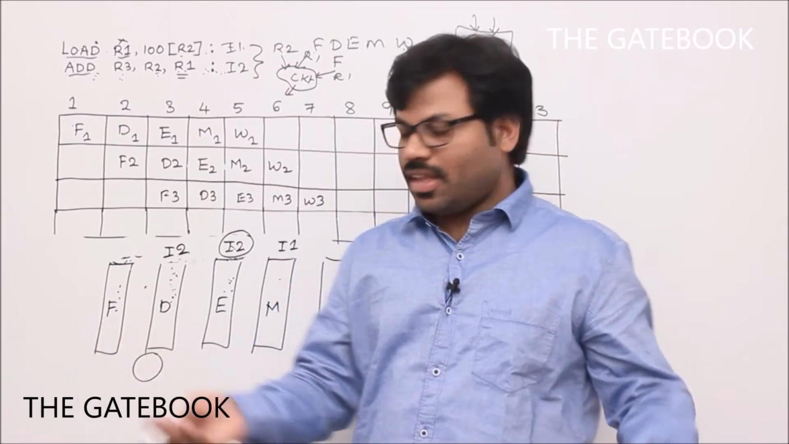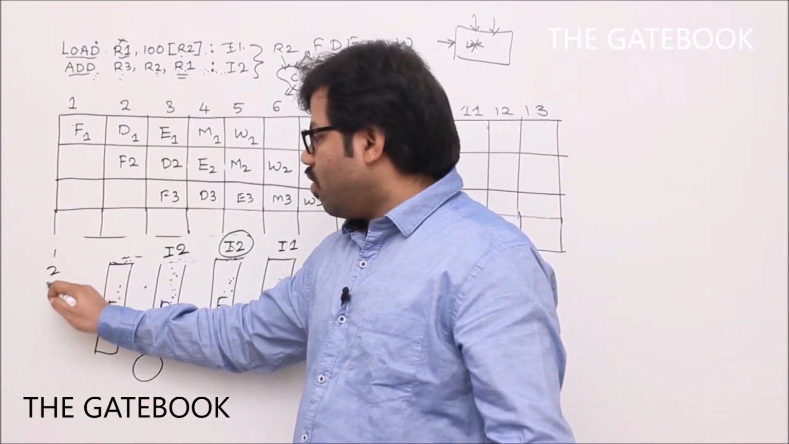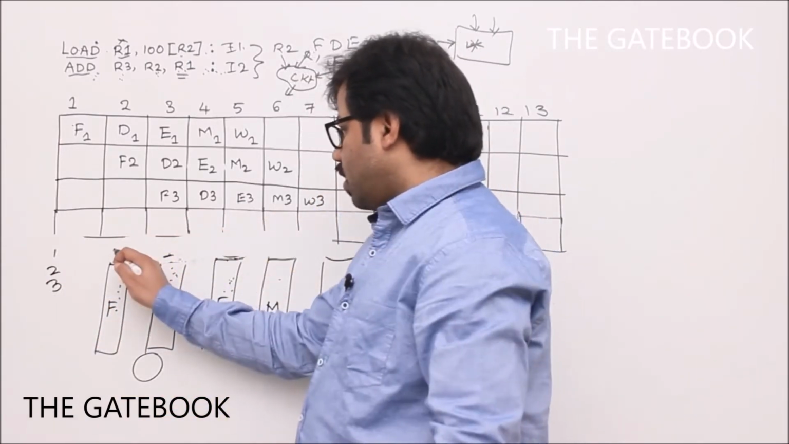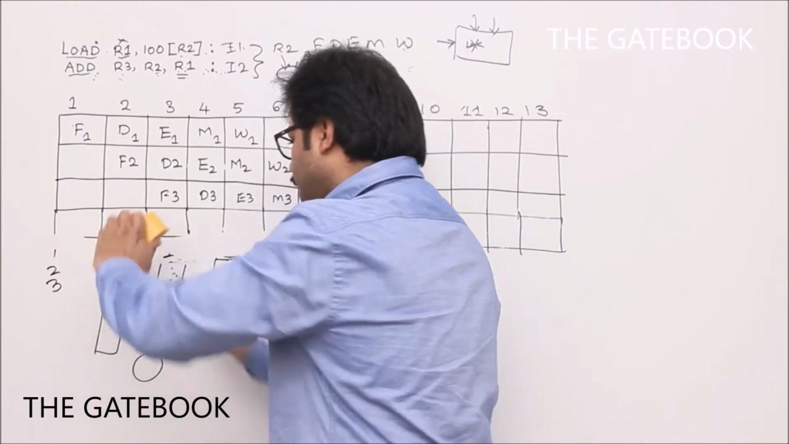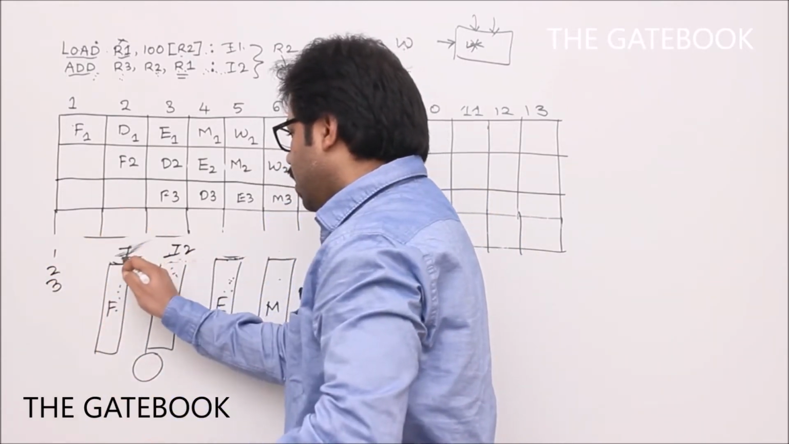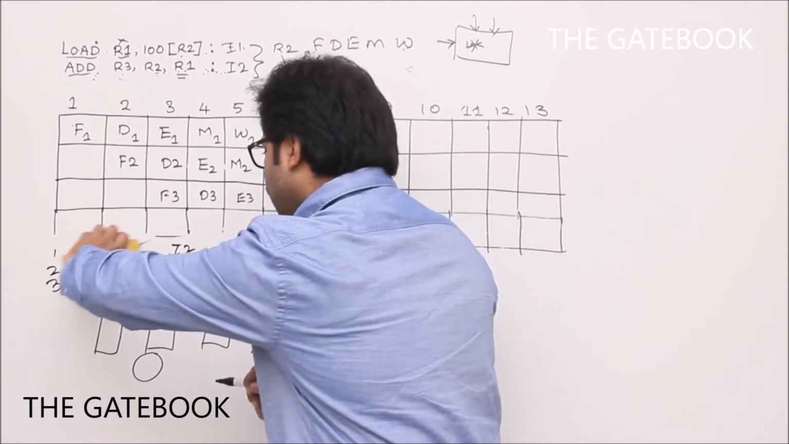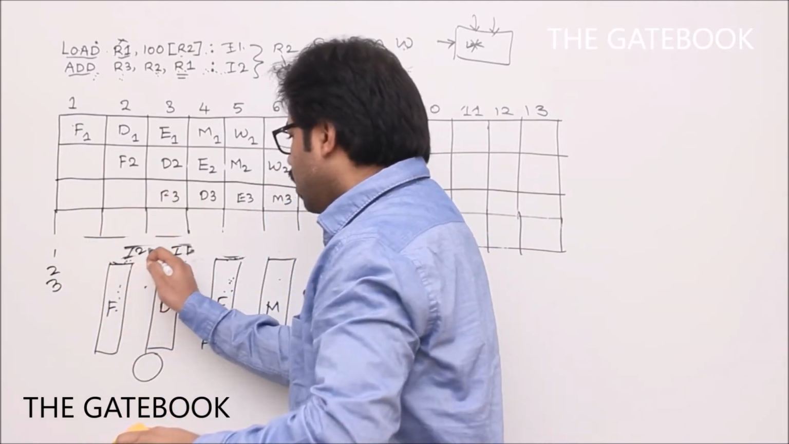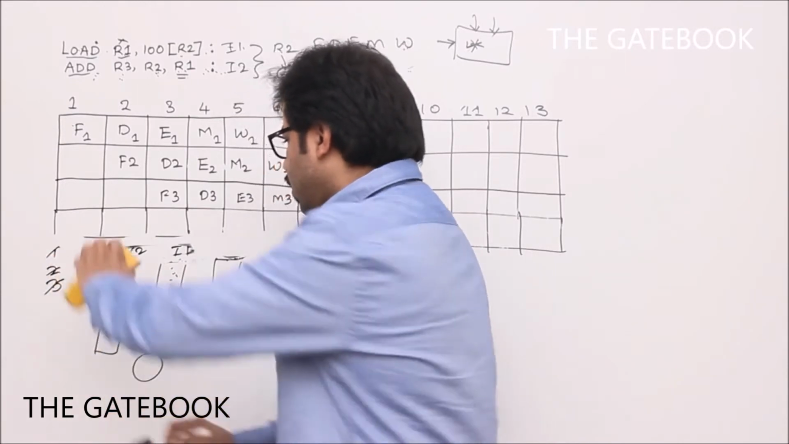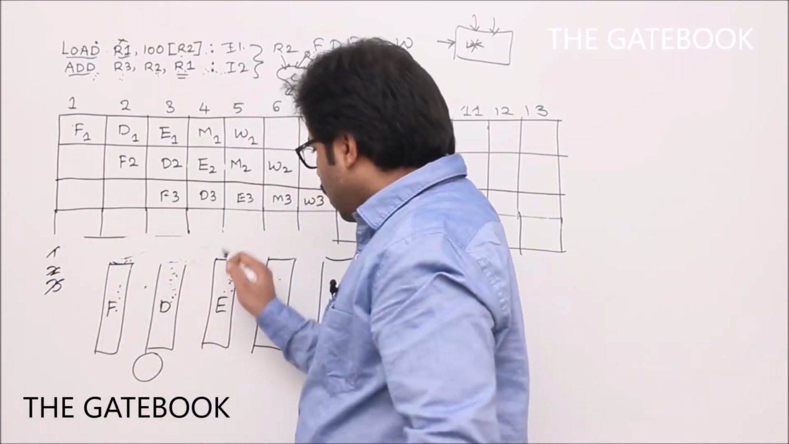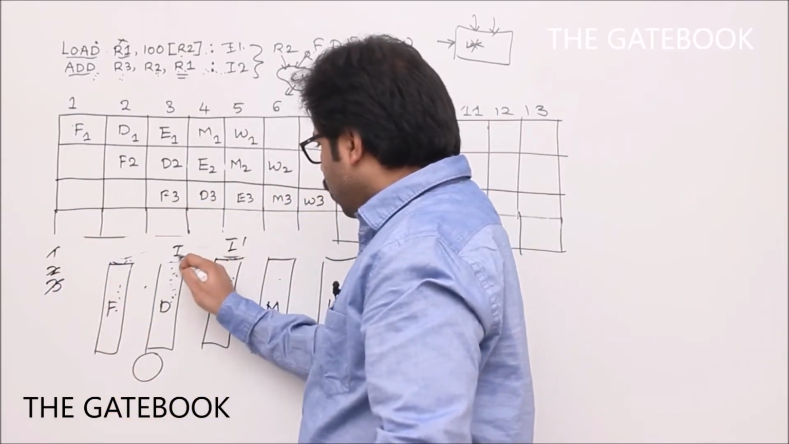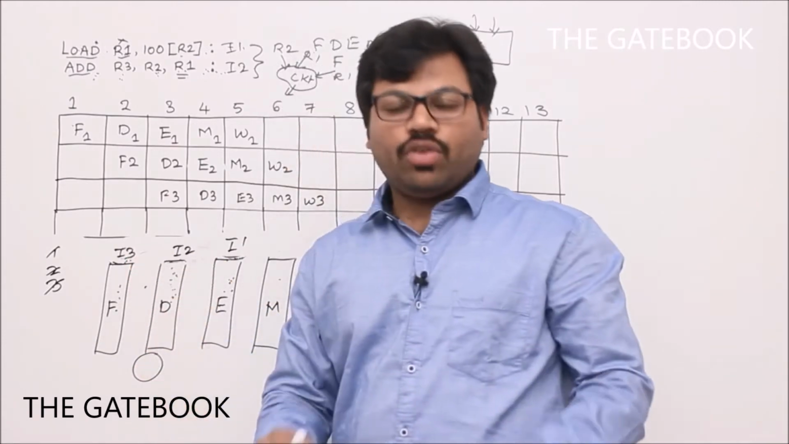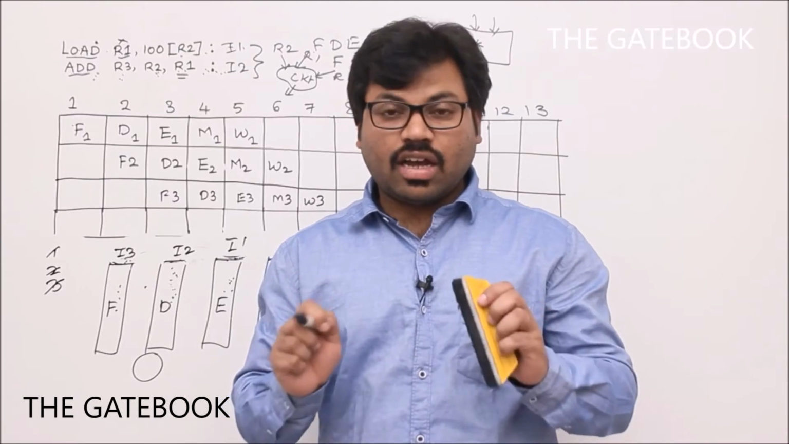That's it. Now let me tell you again. 1, 2, 3. Let me quickly do that. At the 1st clock cycle I1 is here. At the 2nd clock cycle I2 is here, I1 is here. At the 3rd clock cycle I1 is here, I2 is here, I3 is here, and you realize that there is a hazard. You wanted to introduce 2 clock stall cycles.